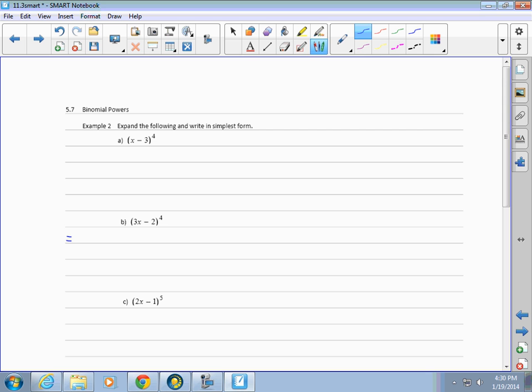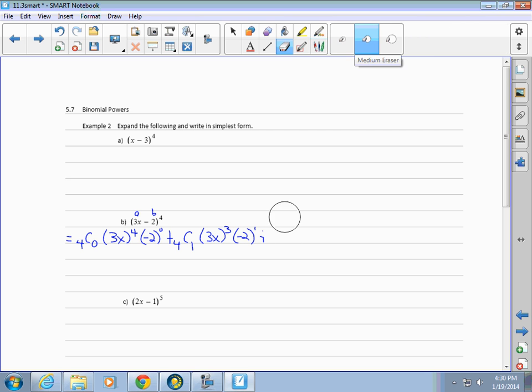So this starts at 4 choose 0. My a value is 3x, so it's (3x)^4. My b value is negative 2, so that's (−2)^0. Plus 4 choose 1, (3x)^3, (−2)^1. Plus, whoops, that needs to be a subscript, 4 choose 2, (3x)^2, (−2)^2.